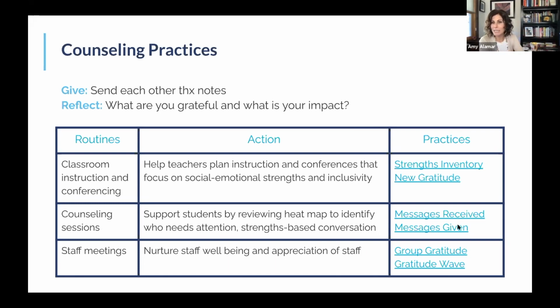We have two practices called messages received and messages given. And so what this does is have them look at different messages they've received from other students or staff, and they can kind of examine who they are based on those, but then also what are they recognizing in others? So what are the messages that they're giving out in their community? What do they need from their community? What are they identifying? Which tags are most important to them?